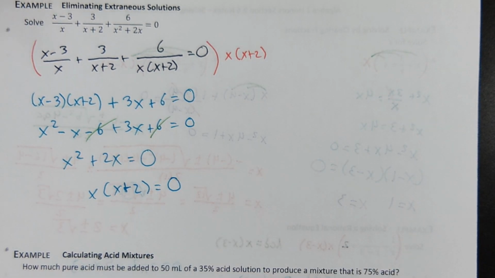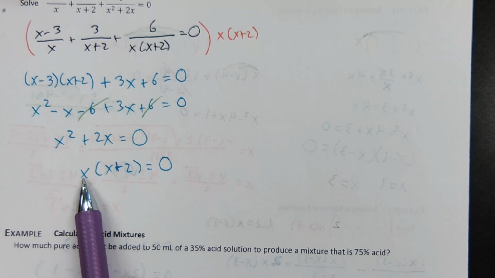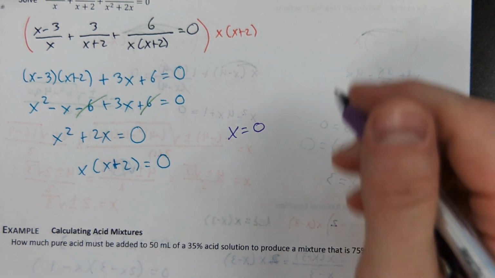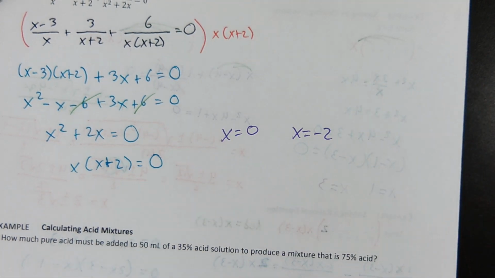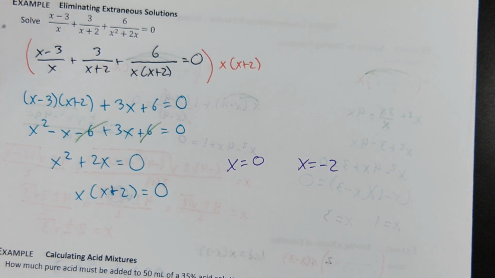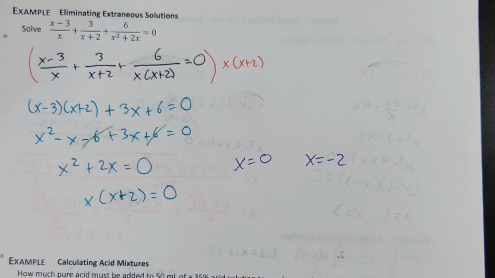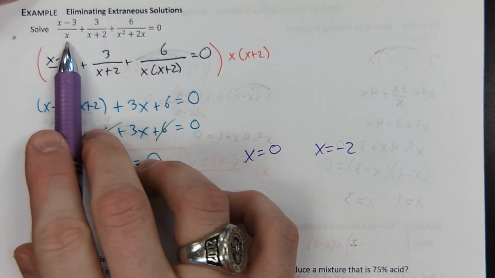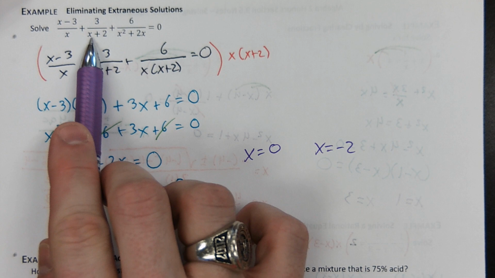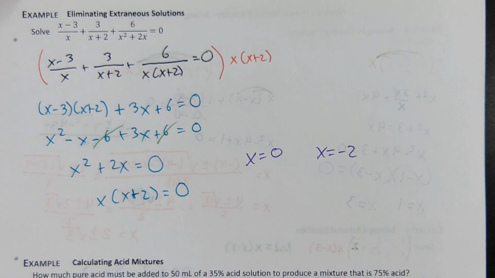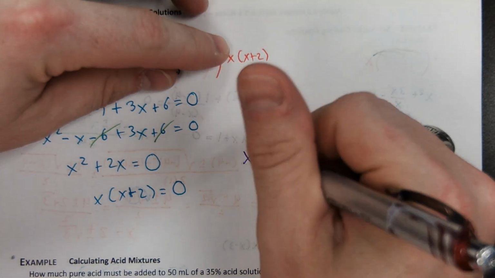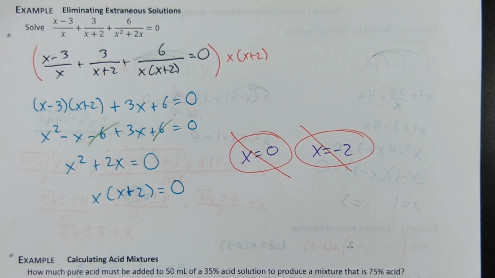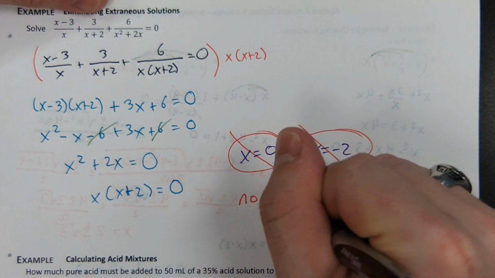So what are our two solutions? For this one, x equals 0. For this one, x equals negative 2. Are they both allowed? No. Which one's allowed? Oh, neither. Crap, look at that. I can't use x equals 0 and I can't use x equals negative 2. These are both extraneous. So what does that tell us? No solutions.